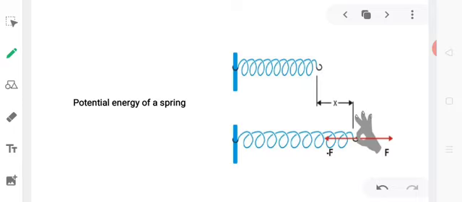Coming to the next form of potential energy, that is potential energy of a spring. Springs can be of many types. We may be having a helical spring or a spiral spring. Usually, we assume that the springs are massless. Therefore, restoring elastic force in a spring is same everywhere.